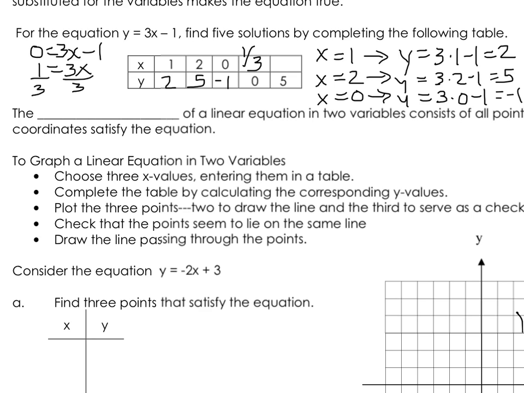Finally, we have y is 5. So if y is 5, we have 5 equals 3x minus 1. Can you tell me what x is? If we add 1 to both sides, we get 6 equals 3x. Divide by 3, you get x equals 2.